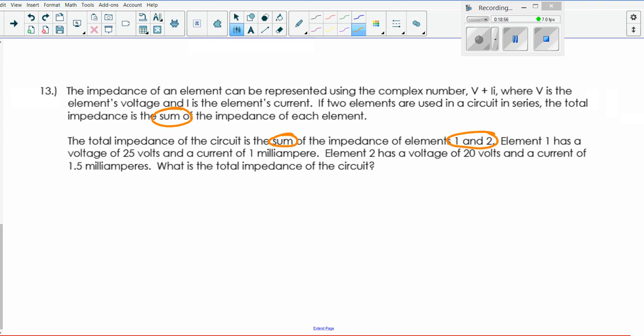Element 1 has a voltage of 25 volts and a current of 1 milliampere. So it's a lot of words, but all it's saying is your voltage is real, so that's your 25. This is imaginary, so it's just plus 1i. Element 2 has a voltage of 20, so that's your real number, plus a current of 1.5, so that's your imaginary. And all you have to do to find your total impedance is find the sum of them. So 25 plus 20 is 45, and 1i plus 1.5i is plus 2.5i. And that's it.